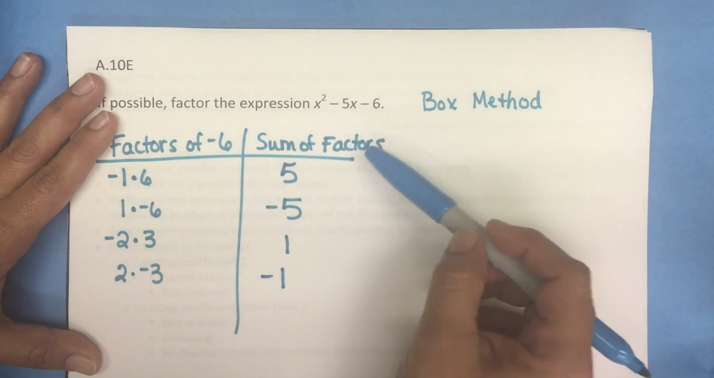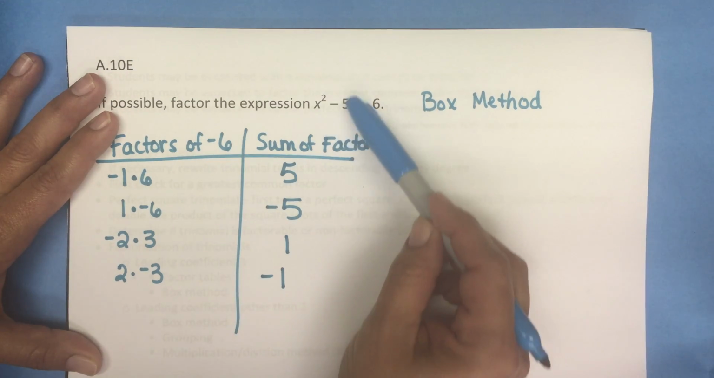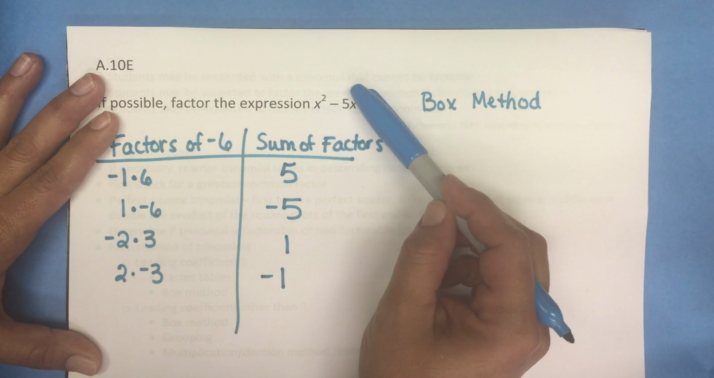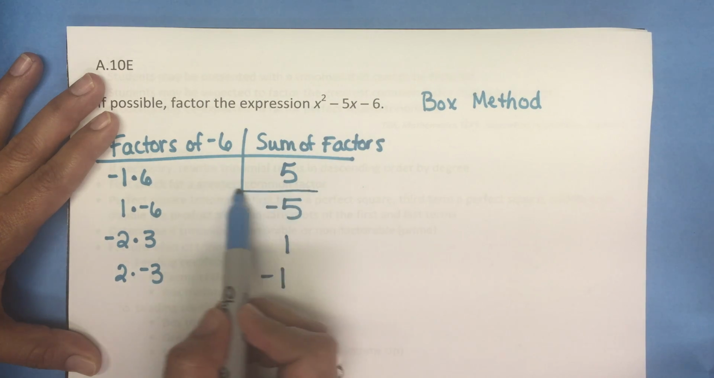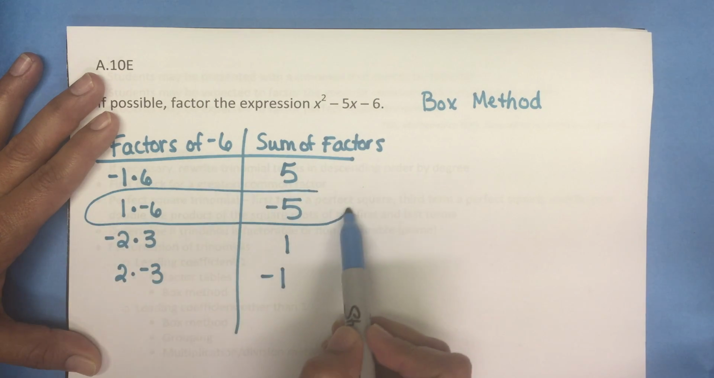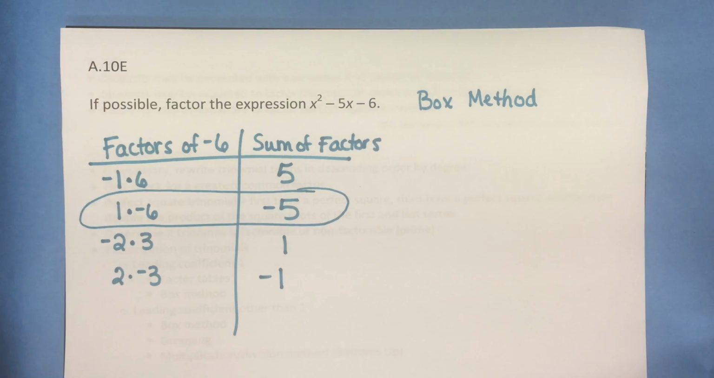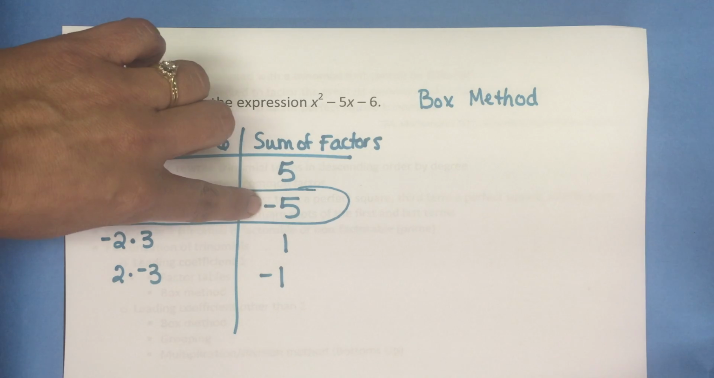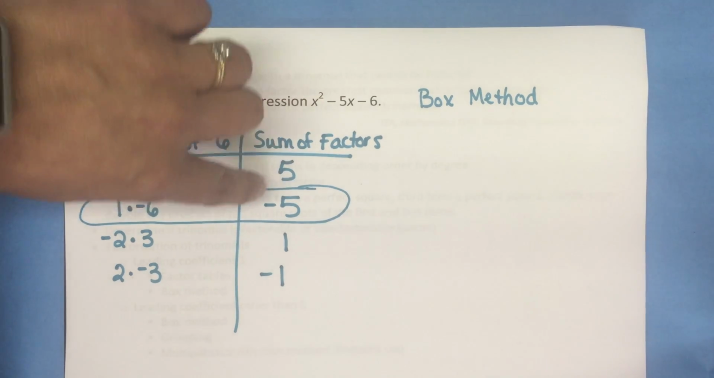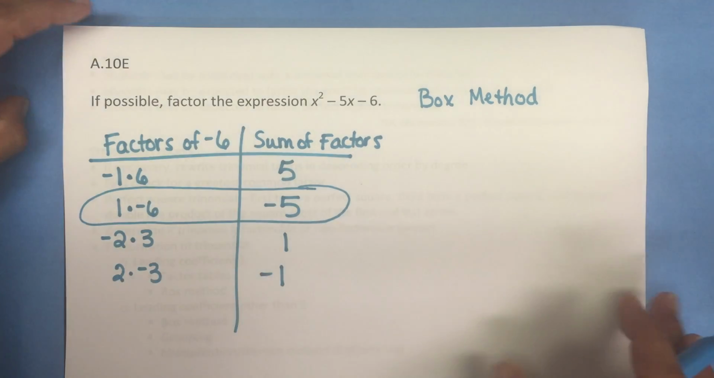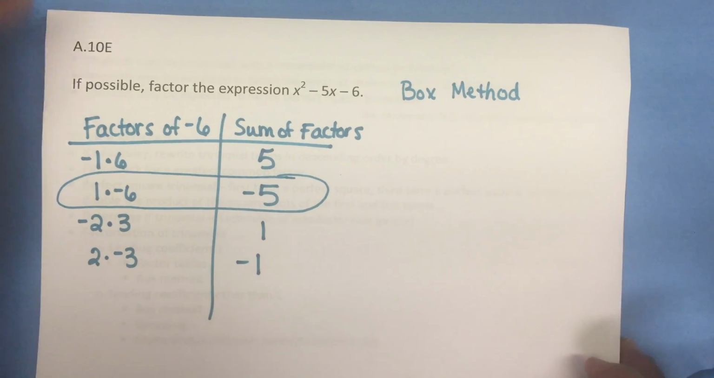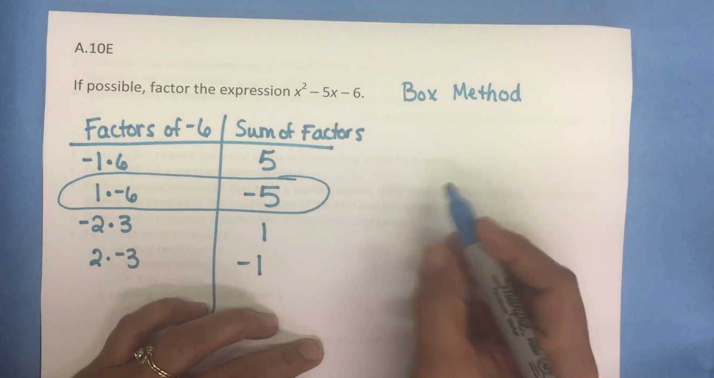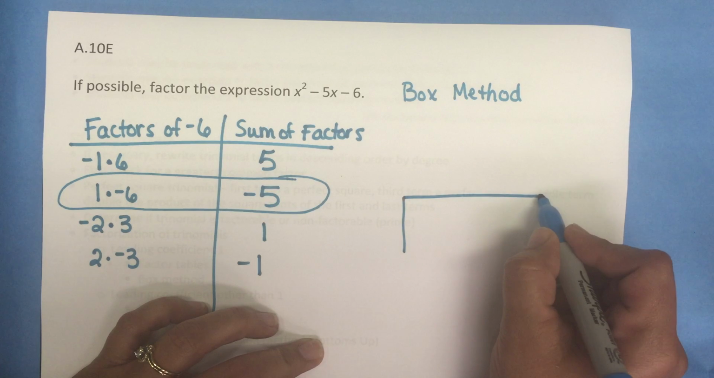So we're looking for the sum of the factors that is the same as our middle term in the trinomial. If I look here in our table, I can see that the factors of positive 1 and negative 6 multiply to give me the negative 6 that I need, but they also add to give me the middle term of that trinomial, negative 5. So we're going to take that information to help us set up our box.